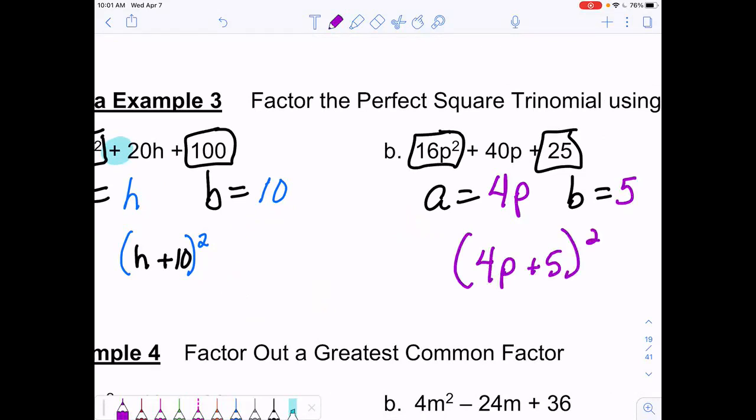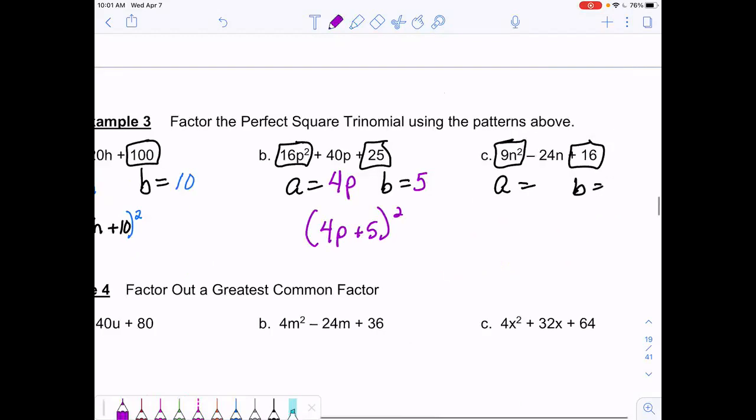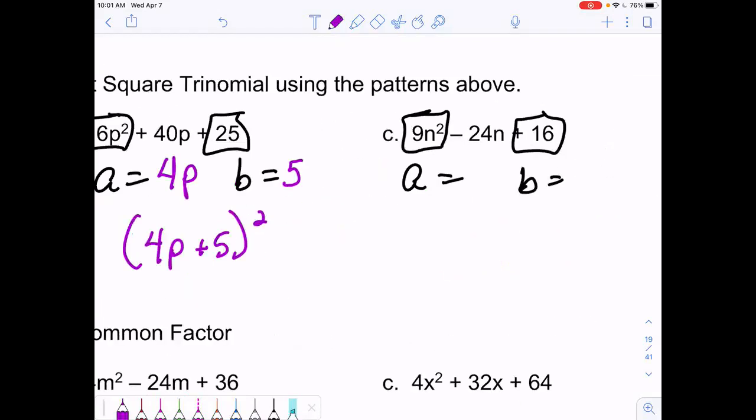Right, so you gotta remember that's squared. That really means there are two of them there. So I still have two parentheses, but they're the same parenthesis. That's why we square it. And then the last one here, Emma, how about 9n squared?